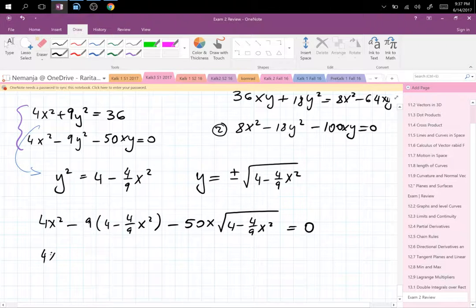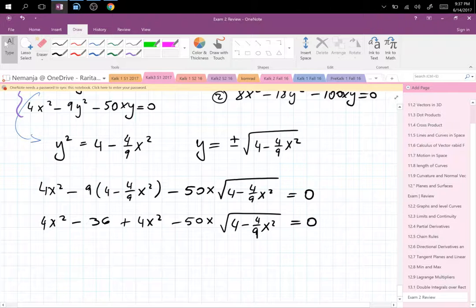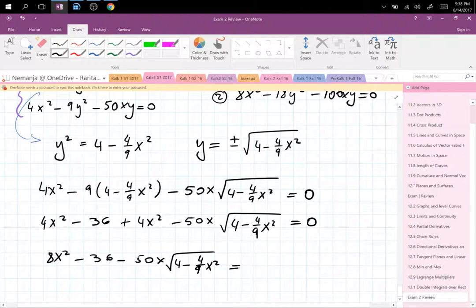So 4x squared minus 36 plus 9, and this cancels, so another 4x squared. And then minus 50x square root of 4 minus 4/9 x squared. Because of this minus in the middle, we can just cry. There's nothing we can do. So now this is 8x squared minus 36 minus 50x square root of 4 minus 4/9 x squared equals 0.